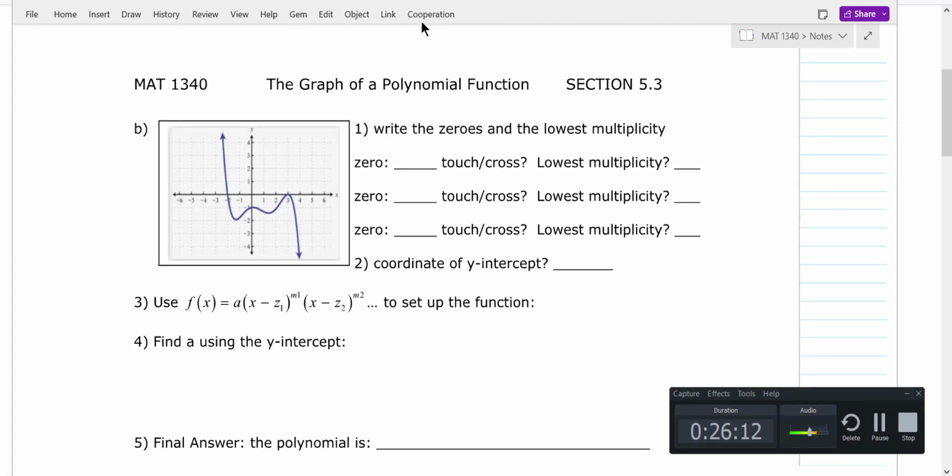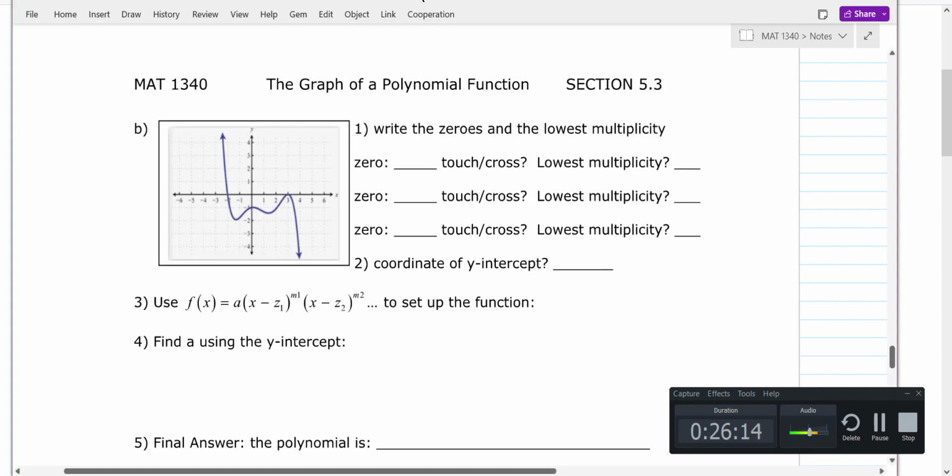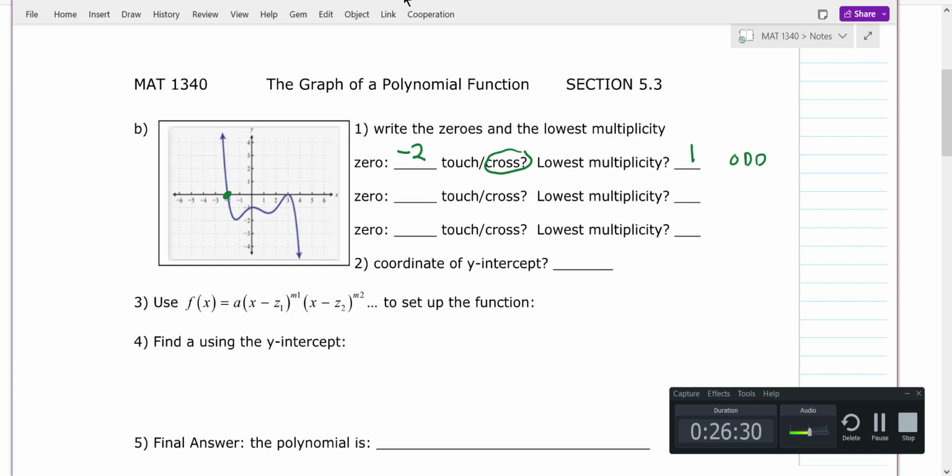Okay, so first of all on this one, let's just kind of look at the details here. Okay, one of your zeros is -2. That is crossing. So what's the lowest multiplicity? It's got to be 1. Remember, if you cross, it's got to be an odd number. Smallest odd number is 1.